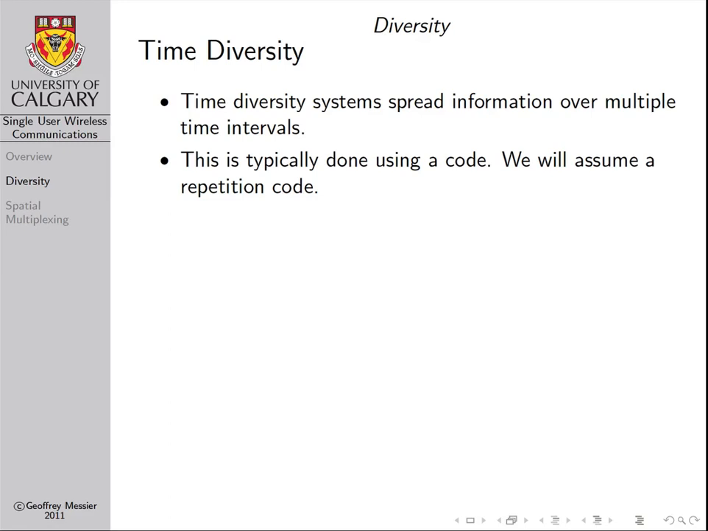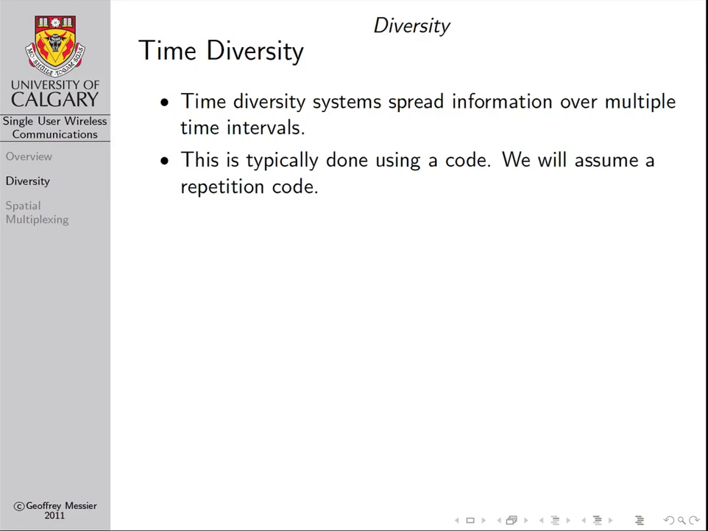Usually the way we spread things out in time is using a code. So an error correction code, or any type of code, takes an information symbol or a group of information symbols and maps that information to a code word. And the code word is always longer than the original information symbols. It always contains more bits or more symbols, if you like, because codes always add redundancy to the signal.